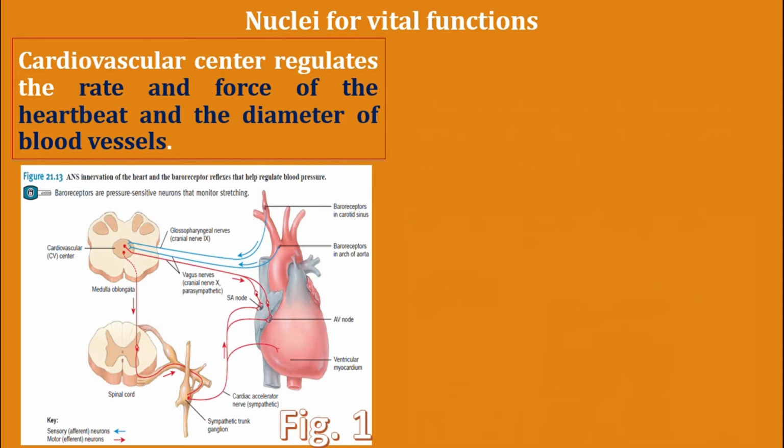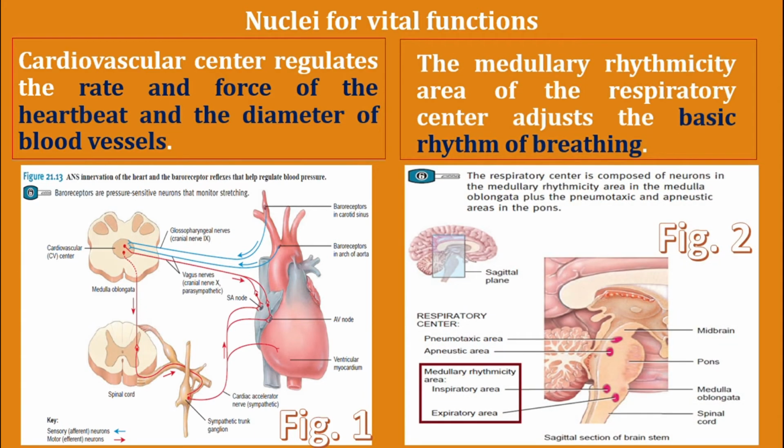Now, moving on to image 2, which explains the function of the medullary rhythmicity area. As the name denotes, the medullary rhythmicity area adjusts the basic rhythm of breathing. Here, you can see the medullary rhythmicity area contains an inspiratory area and an expiratory area, which ultimately control our rhythm of breathing.